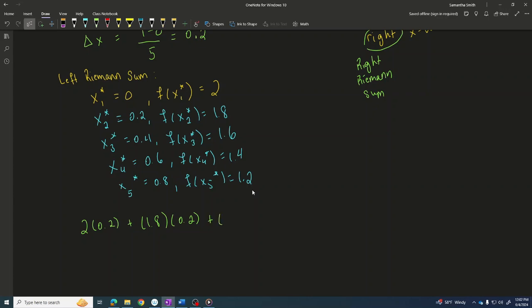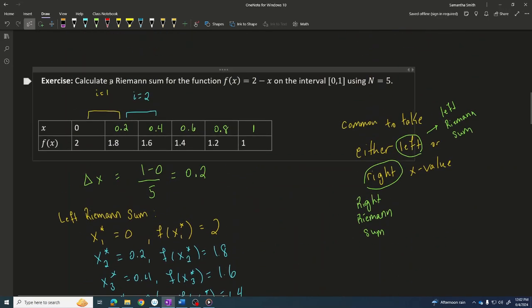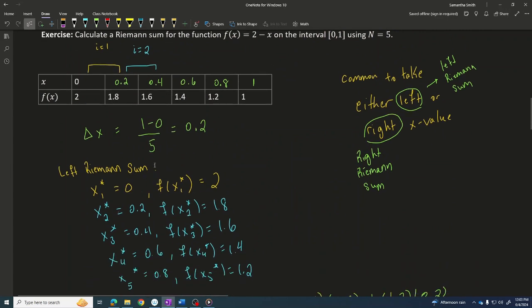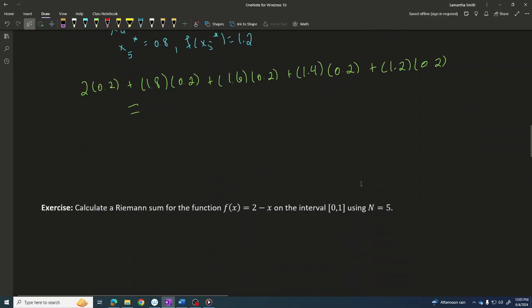I would have 1.6 times delta x, 1.4 times delta x, 1.2 times delta x. And the sum of these values would be the value of the Riemann sum asked for in this problem if I decided to do a left Riemann sum and take the left x value on each interval.